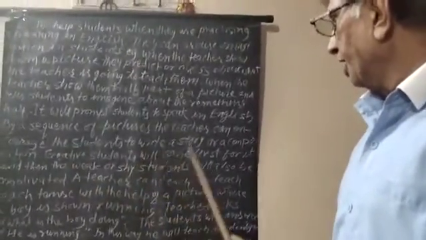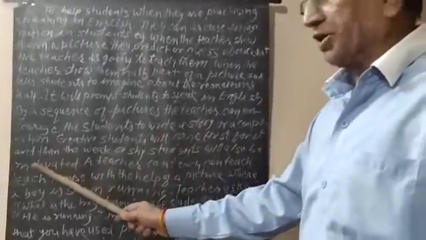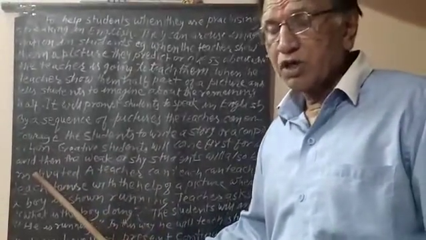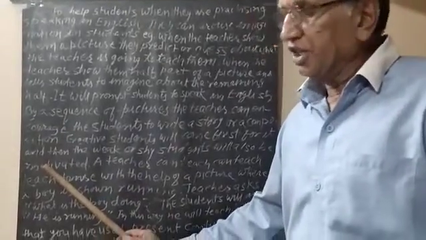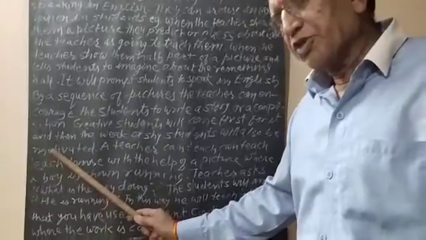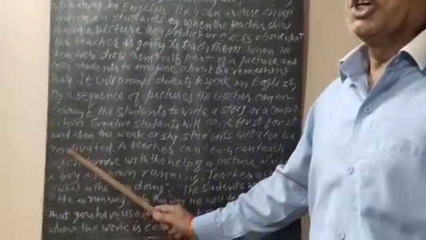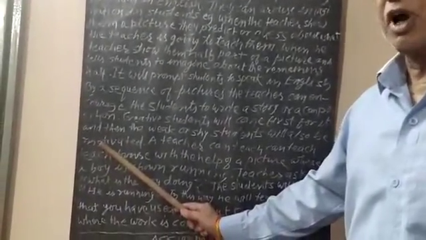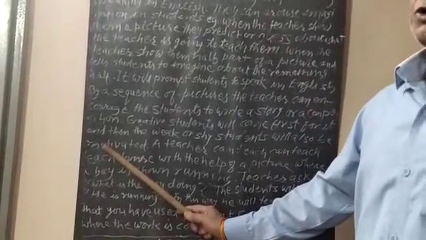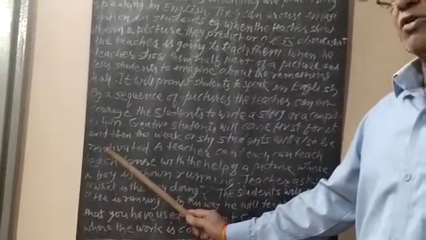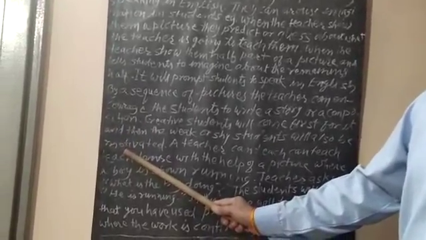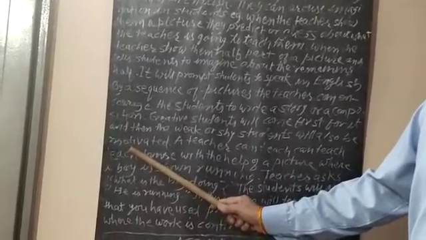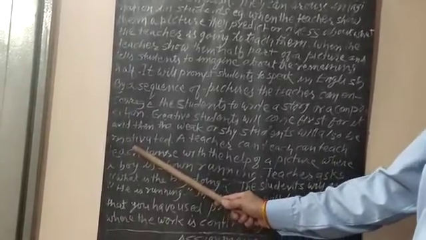Creative students will come first for it. The students who are creative, who are somewhat good in English, will come first and write a story or the composition. Then what happened? The weak and shy students of the class will also be encouraged to speak in English, and they will also start writing the story. In this way, every student will become active and the class will become dynamic.